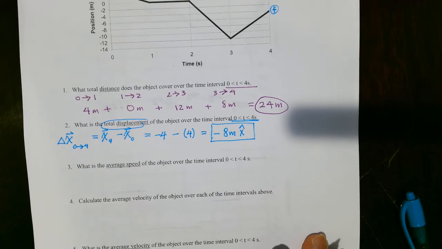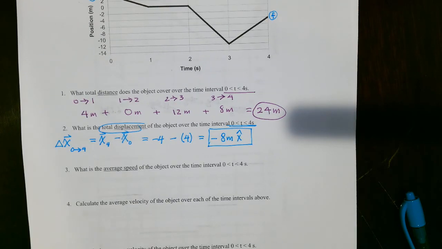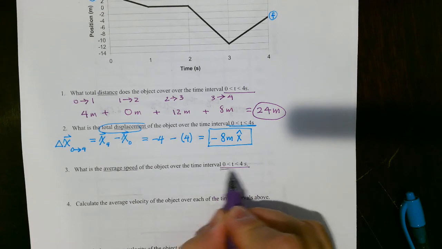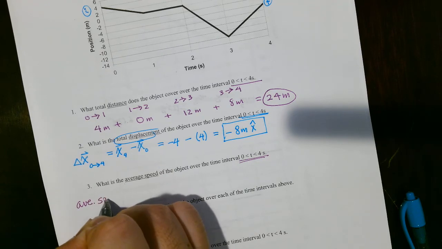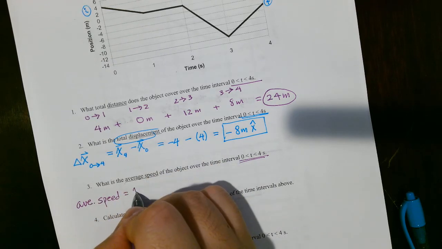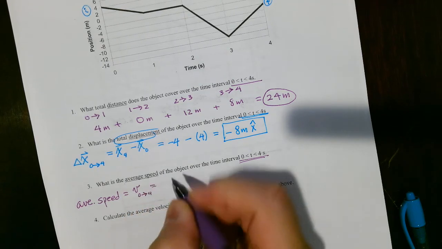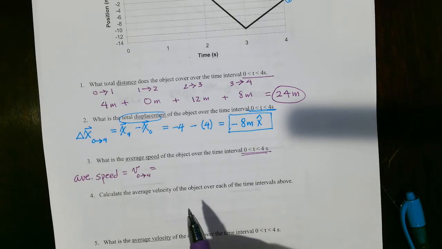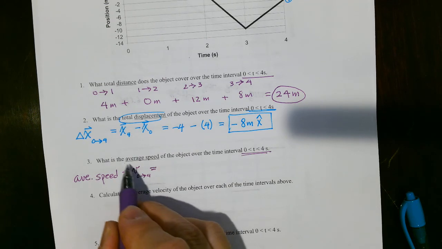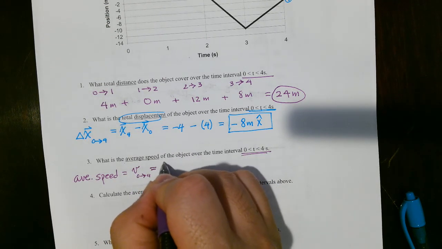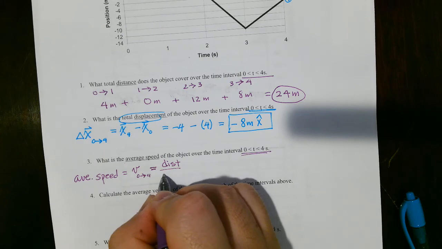Now they're asking us, what is the average speed of the object over the time interval 0 to 4 seconds? Well, average speed is just v between 0 to 4 seconds. And notice I don't have any vector symbol at the top. So average speed is just v without the vector symbol, and that by mathematical definition is the total distance divided by the total time.